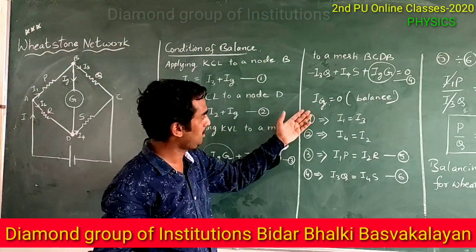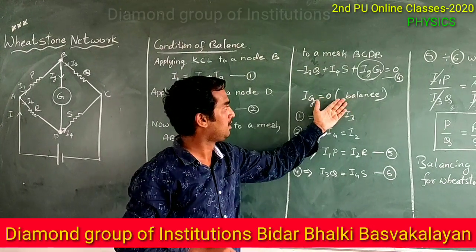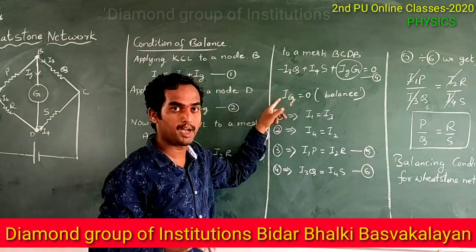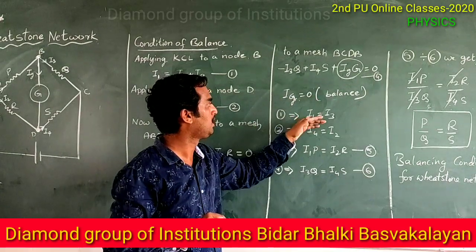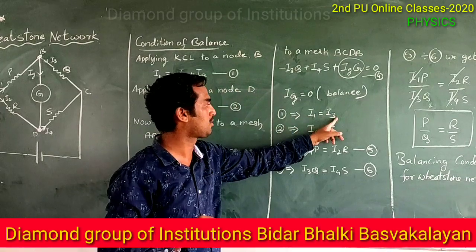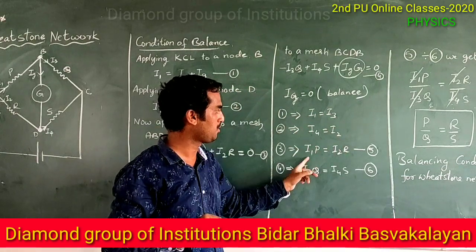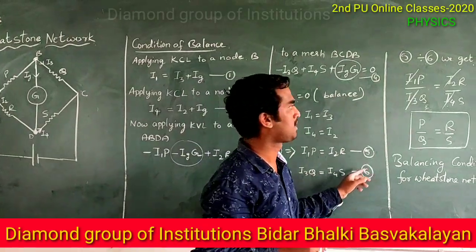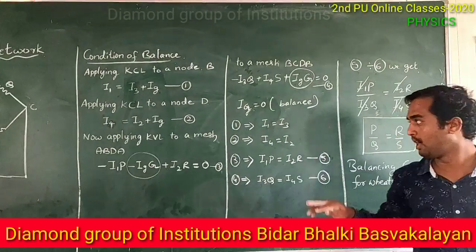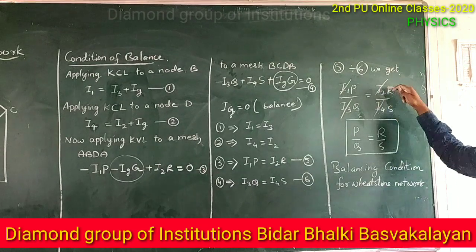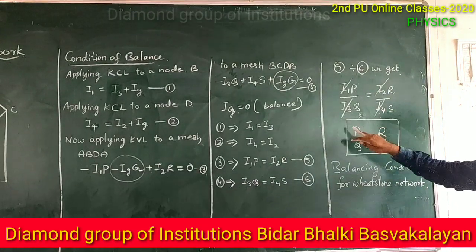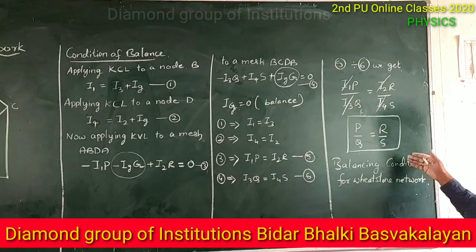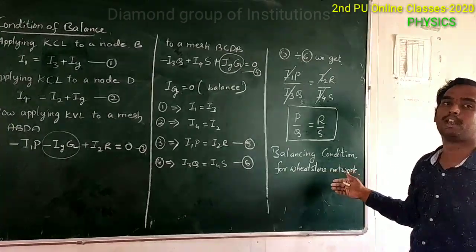So to balance, we take the current passing through the galvanometer as 0, then equation 1 becomes I1 equal to I3, I4 equal to I2, and I1P equal to I2R, I3Q equal to I4S. If you divide 5 by 6, I1, I3 get cancelled and I2, I4 also get cancelled. So what is the final answer? P by Q equal to R by S. So this is the balancing condition for Wheatstone network.